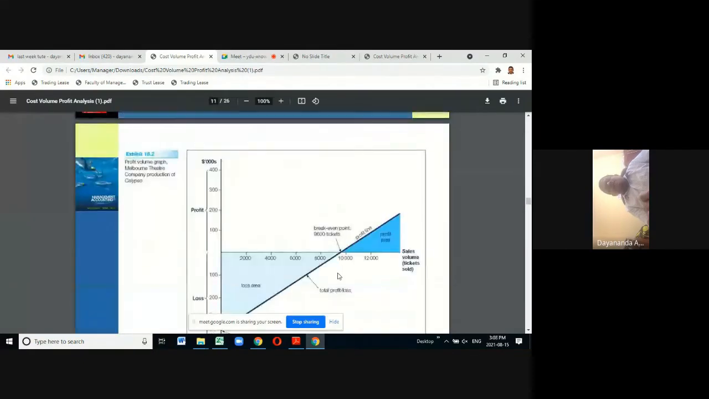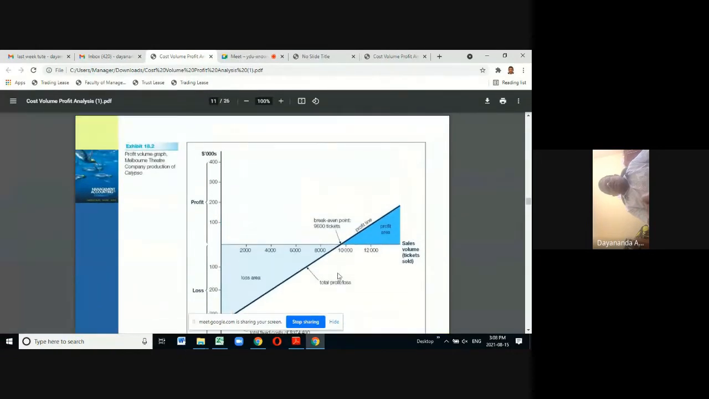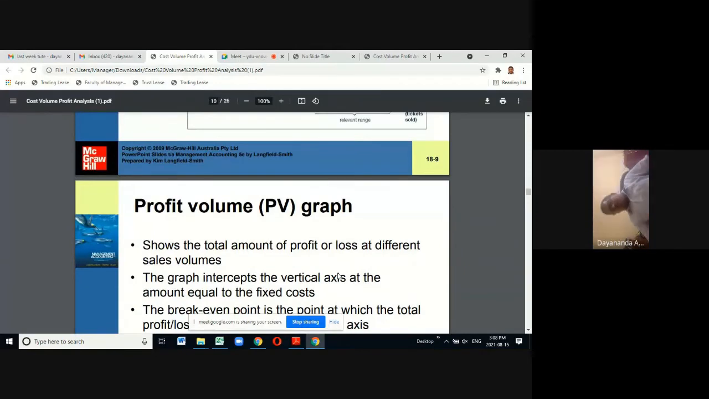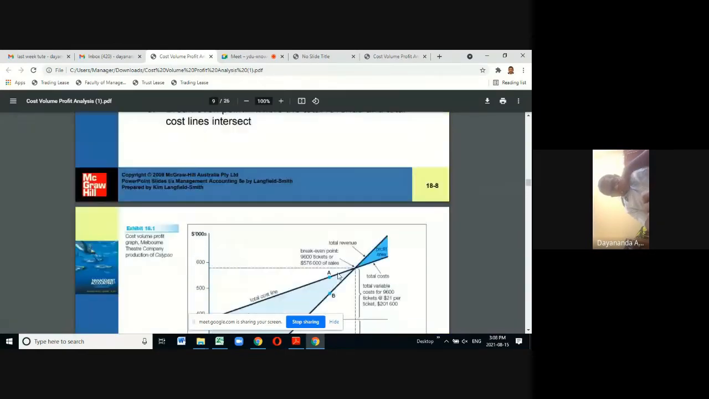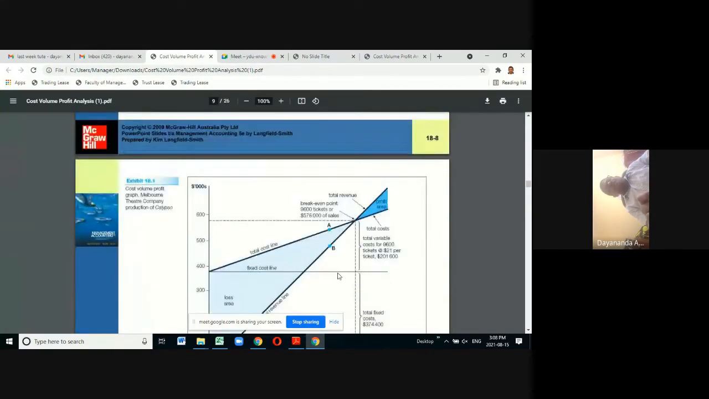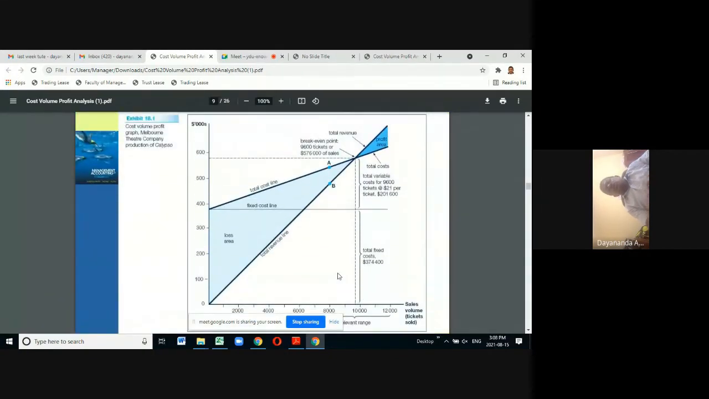So here we are talking about the profit volume graph. Here we talk about not the profit volume graph, here it's a different graph. It's a graphing of the cost volume profit relationship, the break-even point chart. So you will see in this graph one unique feature.